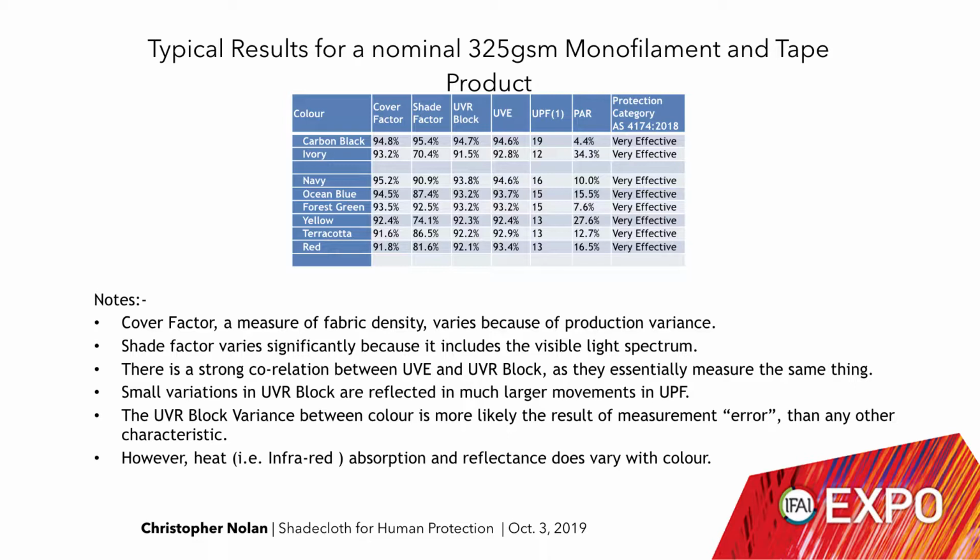And you can see with the colours there, with the UVR block, there isn't much variation. The highest is 93.8 and the lowest is 92.1. And if you convert that to a UPF factor, that's a variance of between 13 and 16. So the key point to note on that is that the UVR block, all the protection, does not vary very significantly with colour. And this is often a very big misconception that people have and choose Shadecloth on the basis of colour because the UVR block is in fact better, shown there, better for one colour than for another.